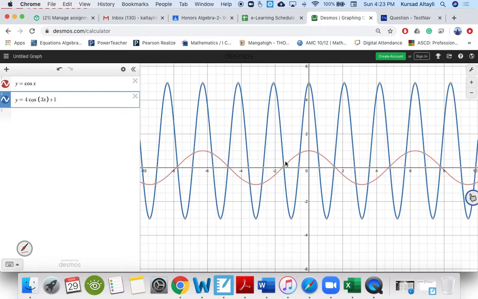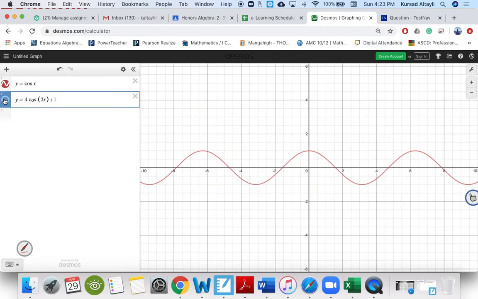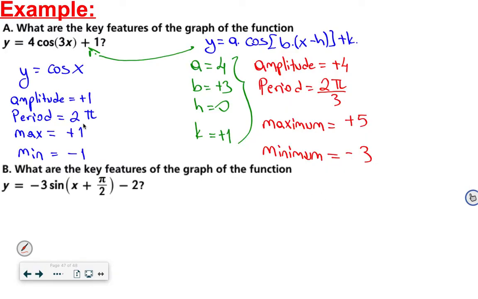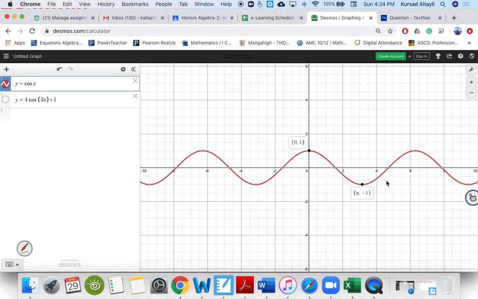So what's going to happen? Ladies and gentlemen, when you look at the original function, your maximum point is positive 1 and your minimum point is negative 1. As you see here, maximum is positive 1, minimum is negative 1. Remember that to find the midline, add maximum and minimum and divide by 2. The midline is the x-axis, and the distance between the midline and the maximum or minimum gives you the amplitude, which is 1.